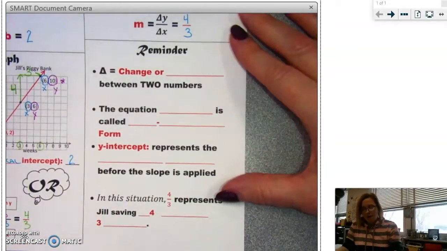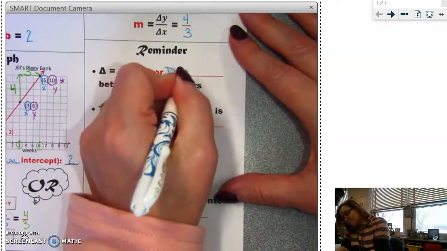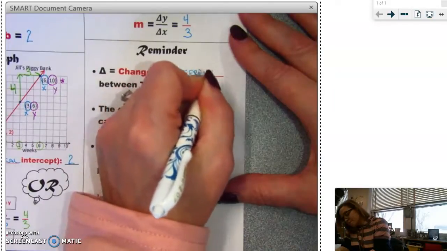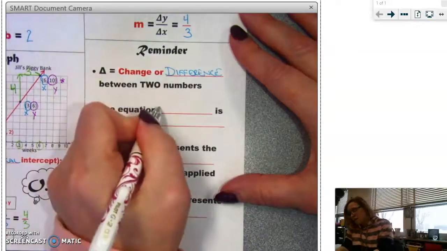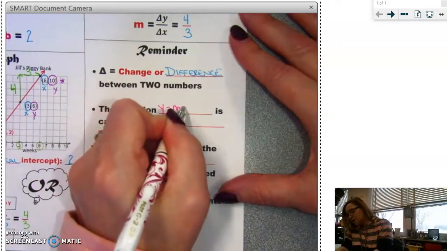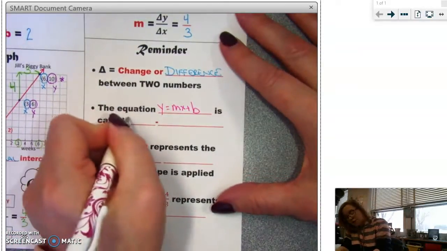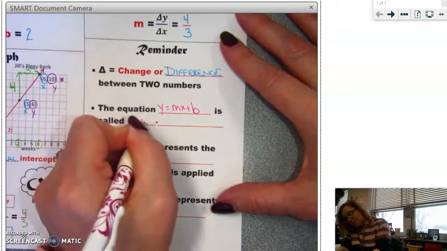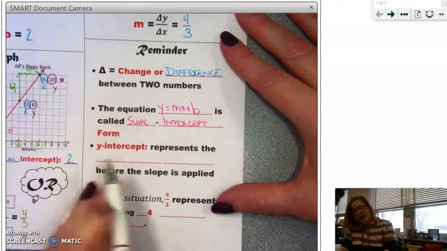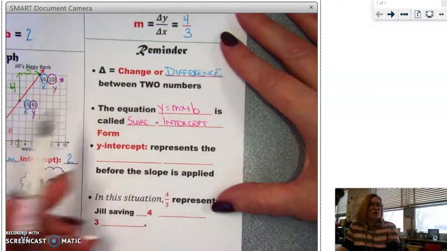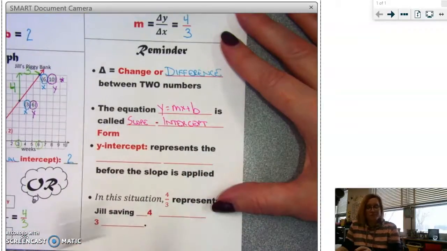First of all, a triangle means a change or the difference between two numbers. The equation y equals mx plus b is called the slope-intercept form. And why is it called that? Well, what two things do you need to write the equation? You need the slope and you need the y-intercept. So that's why it's called slope-intercept form.